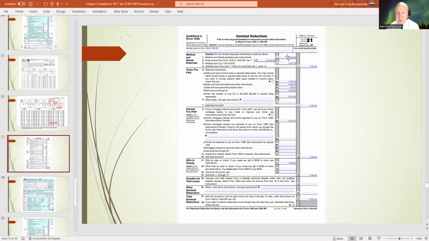So he had $5,000 of medical and dental expenses. He cannot deduct the first 7.5%, which is $3,045. But he's allowed then to itemize the difference between those two. So he can put down under medical and dental expenses $1,955. So that's the first item that he has on there.